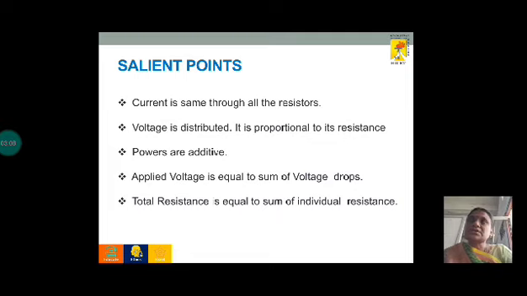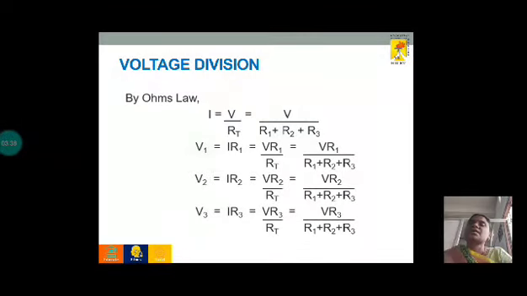The important points of the series combination are that the current is the same through all the resistors. The voltage is divided, and the division of voltage is proportional to the resistance. The powers are additive here. The applied voltage is equal to the sum of the voltage drops. The total resistance is equal to the sum of the individual resistances.